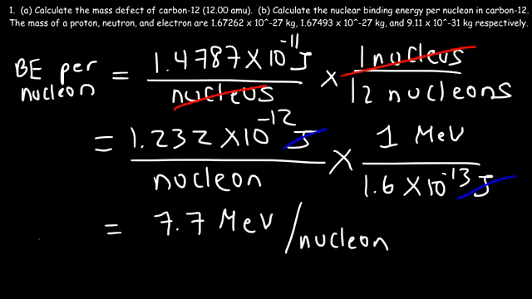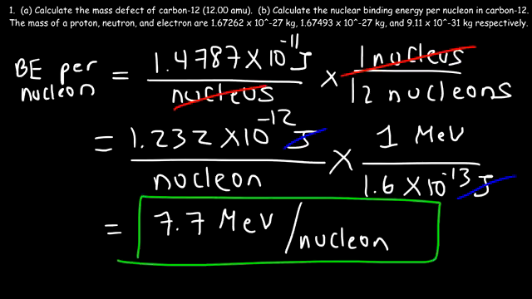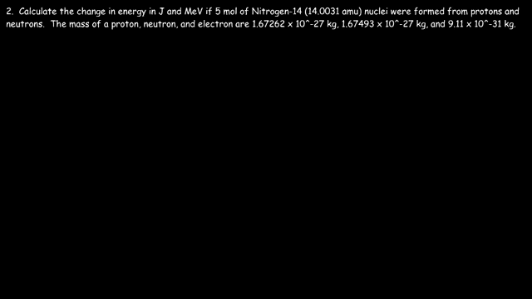So that is the nuclear binding energy of carbon-12. That's all you need to do. Number 2, calculate the change in energy in joules and mega electron volts if 5 moles of nitrogen-14 nuclei were formed from protons and neutrons. So if you want to try this problem, feel free to pause the video and work on it.